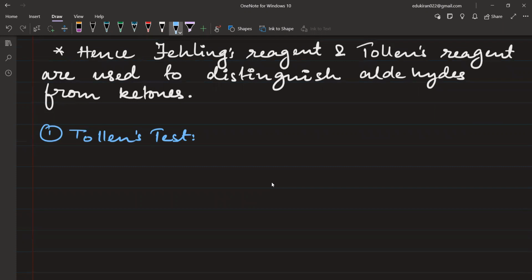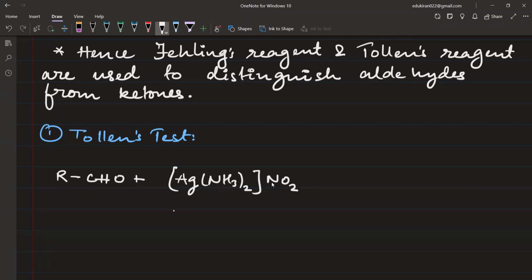Right, here, Tollens test. In Tollens test, we use any aldehyde RCHO plus we use ammoniacal silver nitrate. Okay, ammoniacal silver nitrate means you will have Ag(NH3)2 and outside this we are going to have NO2. Now this can also be sometimes written as Ag(NH3)2, and instead of NO2, because NO2 is having a negative charge, if I remove NO2, I will get a positive charge on this particular complex, plus OH negative.